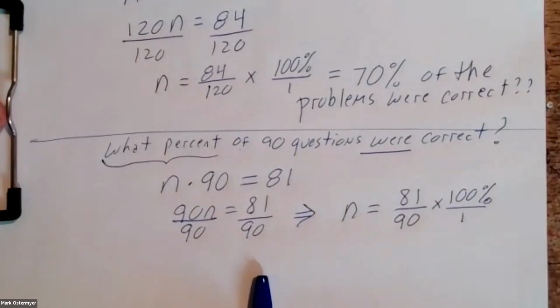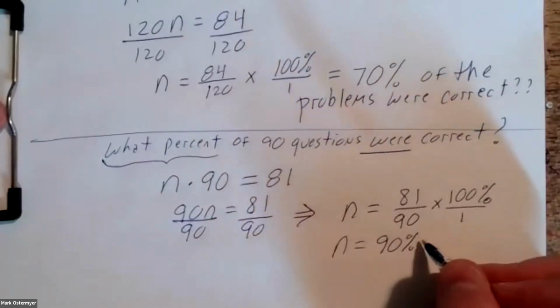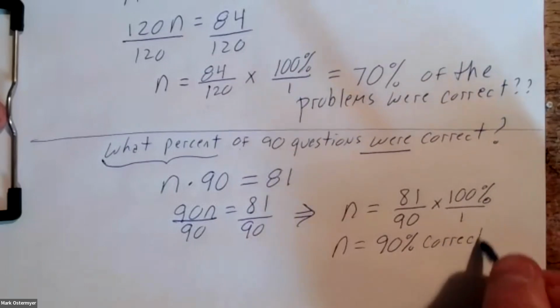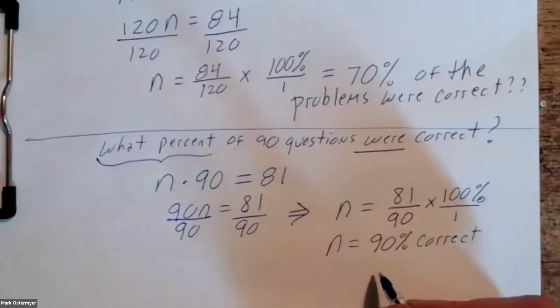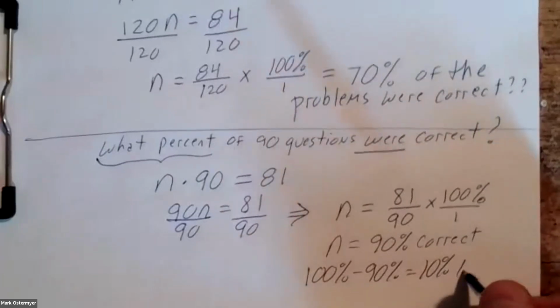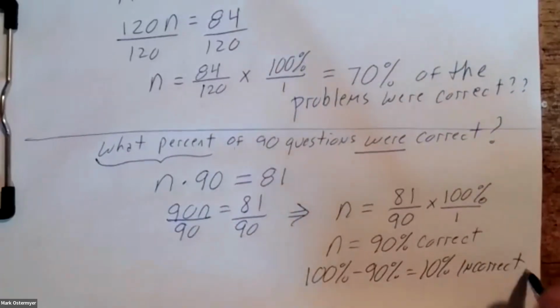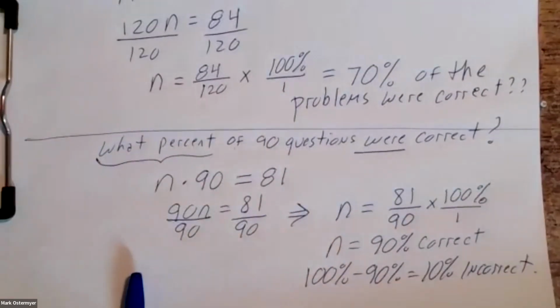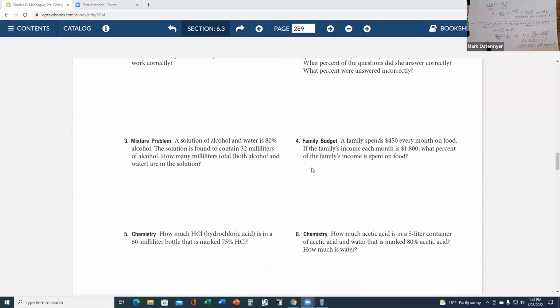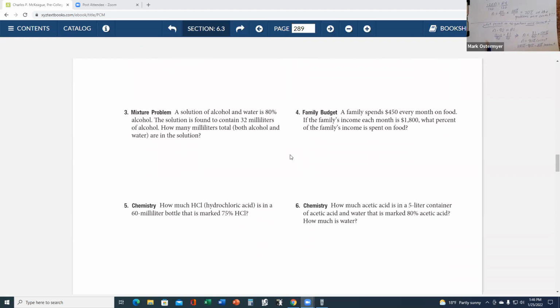And what do we get? 90%. So 90% of the questions were answered what? Correctly. And what percent are incorrect then? 10%. 100% minus 90% is 10% incorrect. Make sense how we did that problem? Any questions on how we translated that into an equation to answer the problem? All right, let's go down now and look at some other ones here.